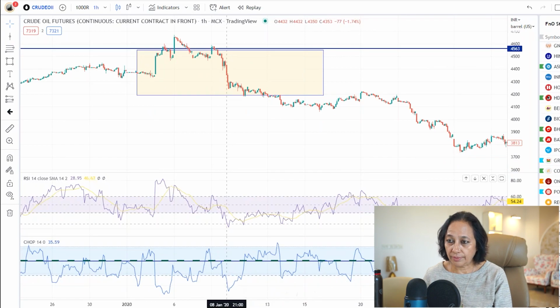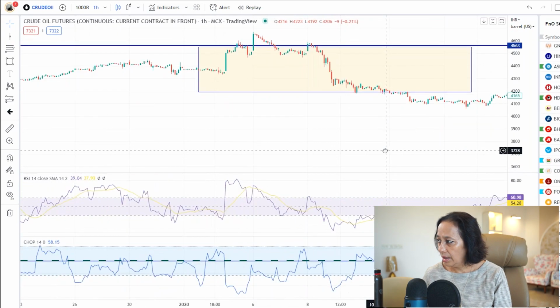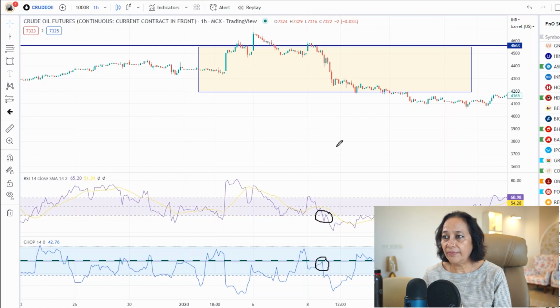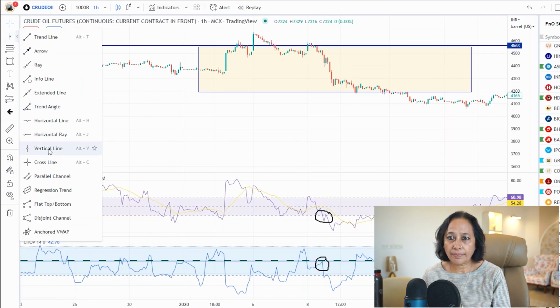Like for example here, you have a very clear signal. Let me just mark it for you. Note it here. RSI has come below 40 and choppiness has taken a resistance. It's a very strong trade. It's a very, very strong trade. Let me again mark it for you.